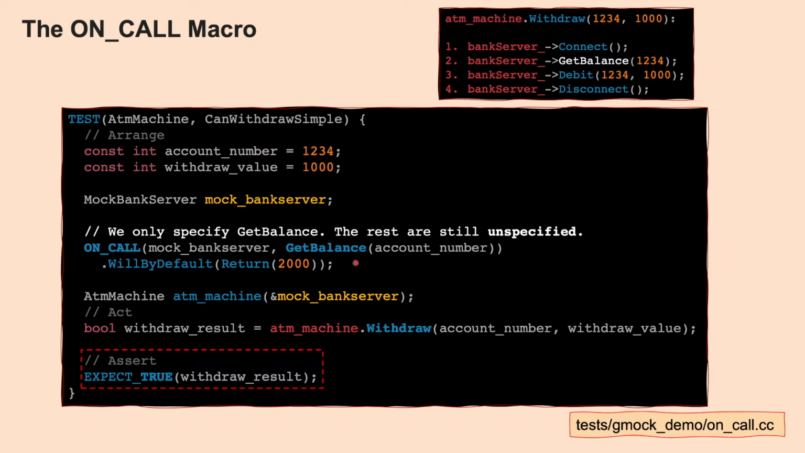Notice that we only specified getBalance. The other functions are void, and if you don't specify them, it's okay. The default return would be just fine. You can run this code from this path yourself.